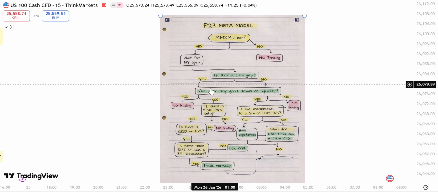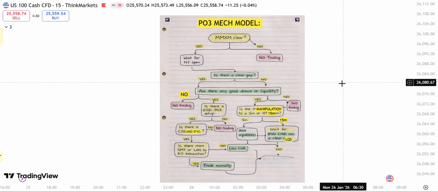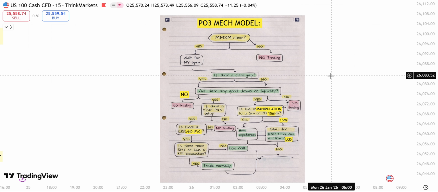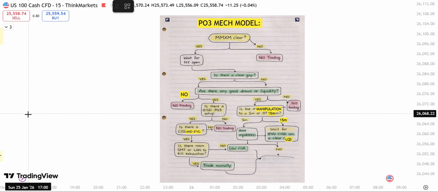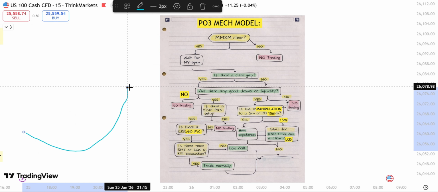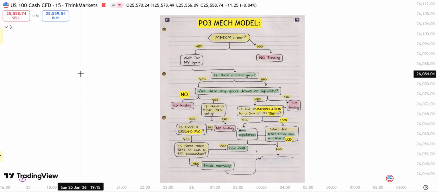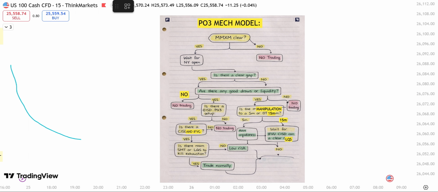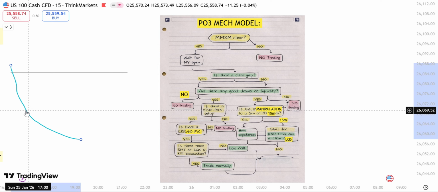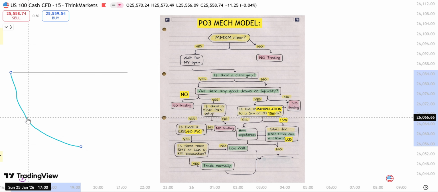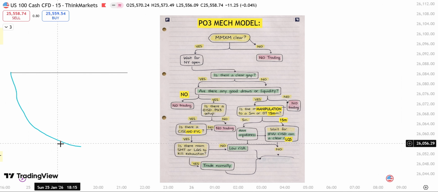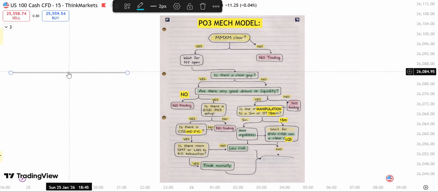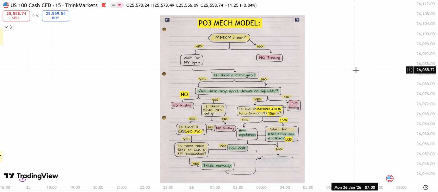So let's start with the yes. Are there any good draws on liquidity? This is based on the market maker, let's say the market maker buy model. So it's the opposite: you have what is called a sell side curve. Then you have all of these liquidity points and also the consolidation target above right here, which can be used as targets. That is basically my draws on liquidity on that curve.